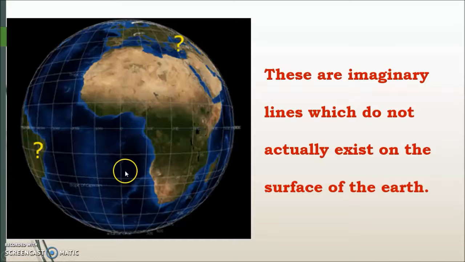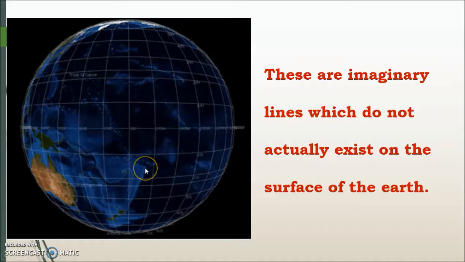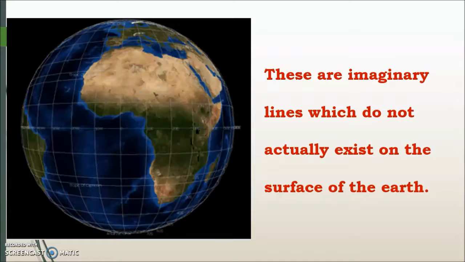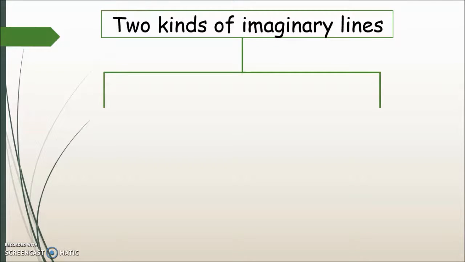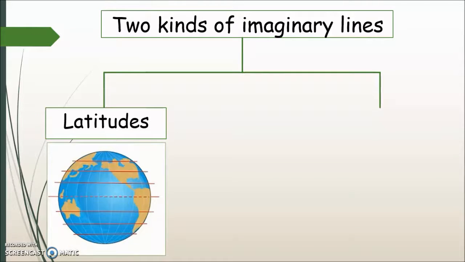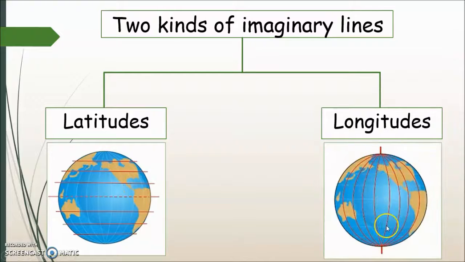which do not actually exist on the surface of the earth. We draw such lines on the globe to make it easier to locate a place. There are two kinds of imaginary lines: latitudes, that is the horizontal lines, and longitudes, that is the vertical lines. These imaginary lines are a network of lines that divides the earth horizontally and vertically.